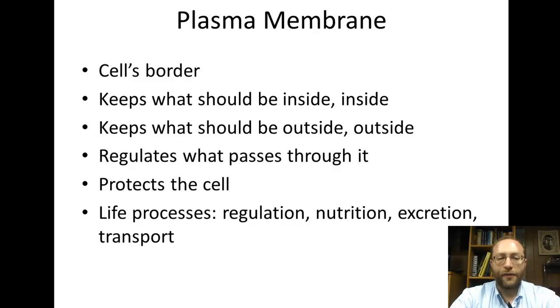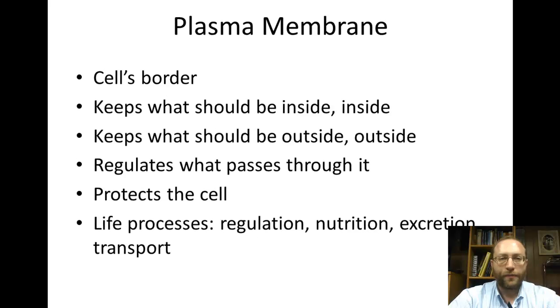Some of the life processes that are covered are regulation. We just went over regulation. Nutrition, by bringing food from outside of the cell into the cell. Excretion, by letting the wastes that are in the cell out of the cell. And also transport, by just moving things around.